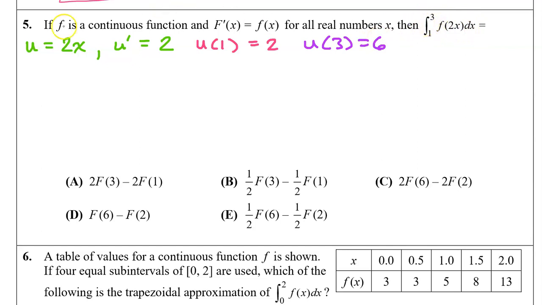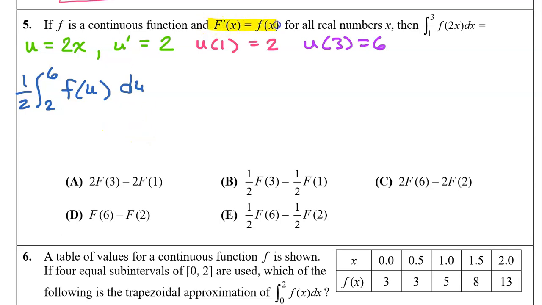So as we set up the U-substitution, it looks like this. The new limits of integration are from 2 to 6, and we now have f at u, and instead of dx, we will put du divided by u prime, which is 2. Since we are dividing by 2, I'm going to put this out front as a 1/2.